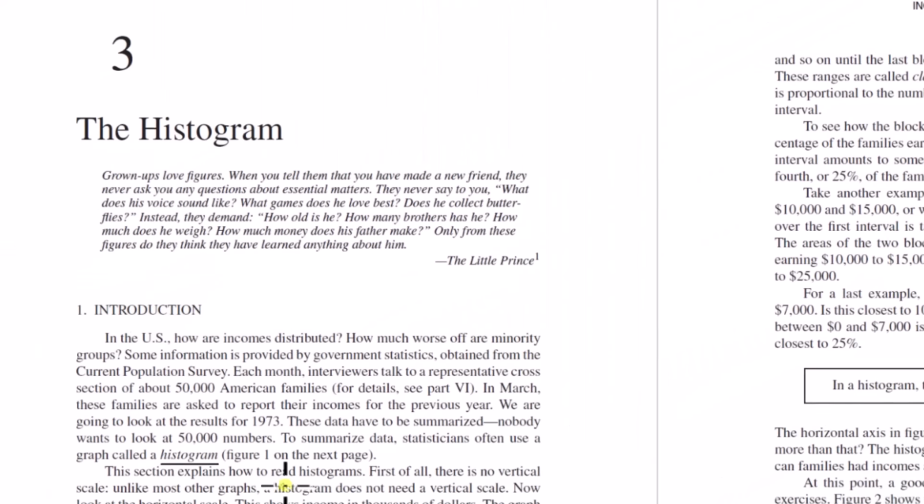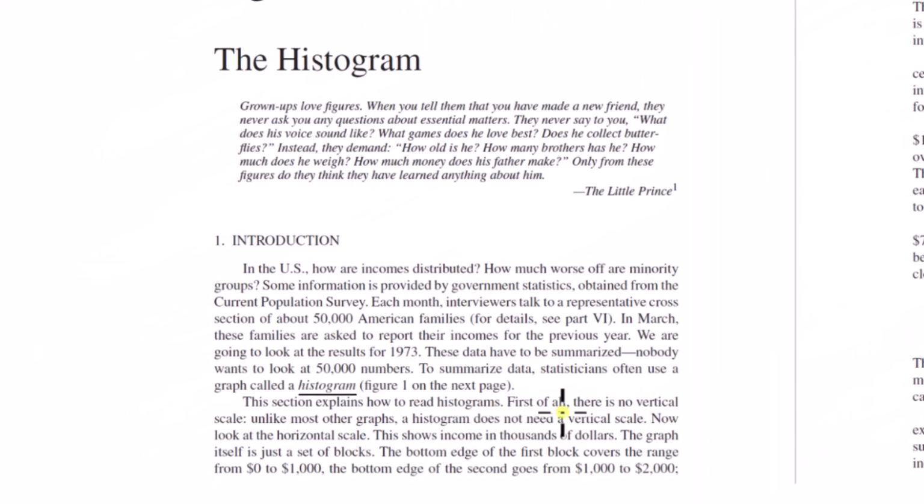This section explains how to read histograms. First of all, there is no vertical scale, unlike most other graphs. A histogram does not need a vertical scale. Again, a vertical scale is not necessary, but we're going to learn how it's very helpful to have one. That's why a lot of histograms you see do have a vertical scale. Now, look at the horizontal scale. This shows income in thousands of dollars.